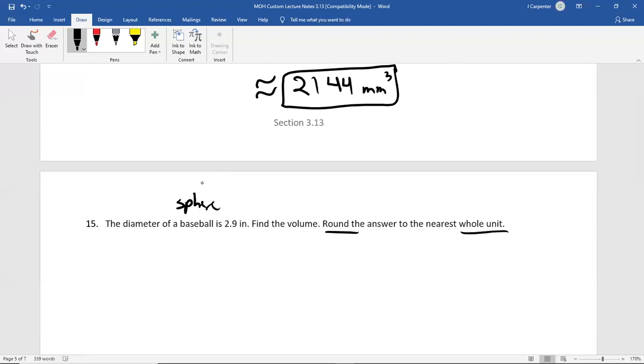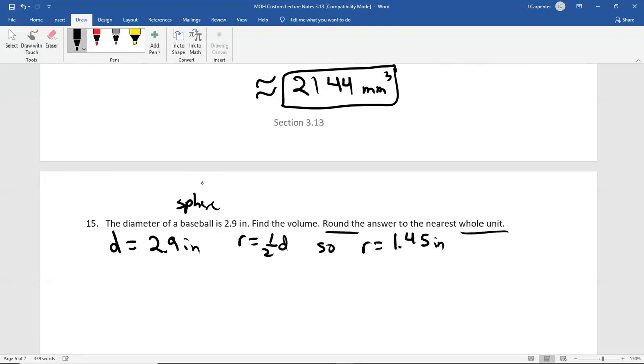But again, we're not worried about these subtle little details. We're calling this a perfect sphere with a diameter of 2.9 inches. So D is the 2.9 inches, but we need the radius. The radius, once again, is half of a diameter. The diameter is twice a radius. So our radius, if you halve 2.9, is 1.45.